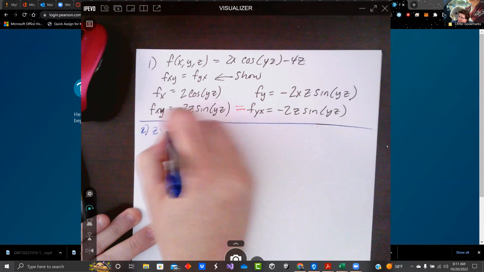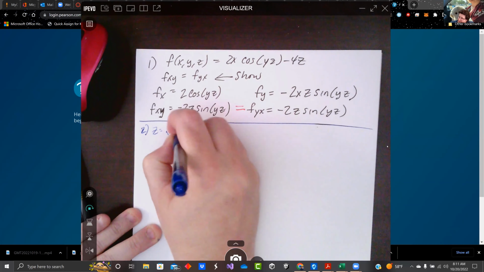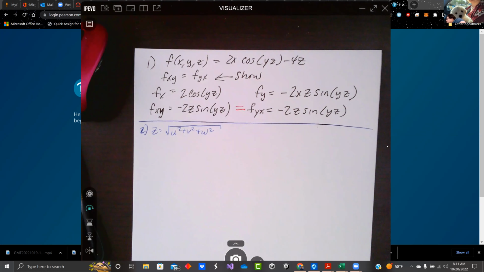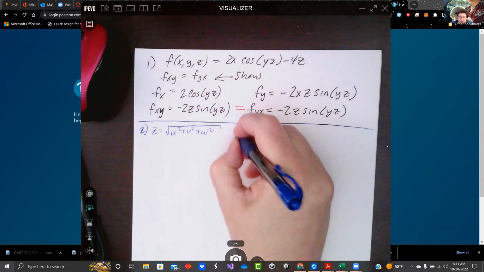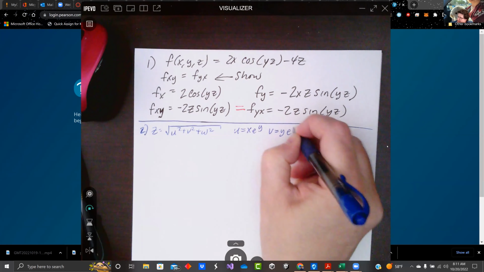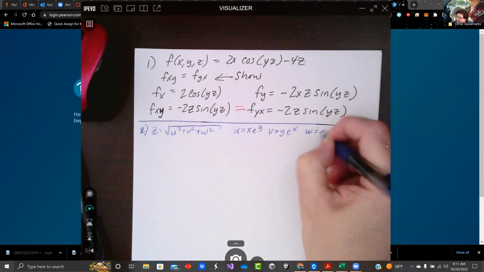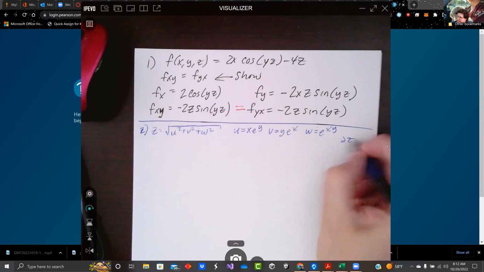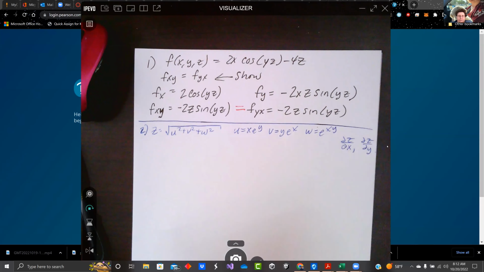Z is the square root of u squared plus v squared plus w squared. This can suck. And we've got u equals x e to the y, v equals y e to the x, w equals e to the xy, and we want dz dx and dz dy. And we're going to do it both methods.